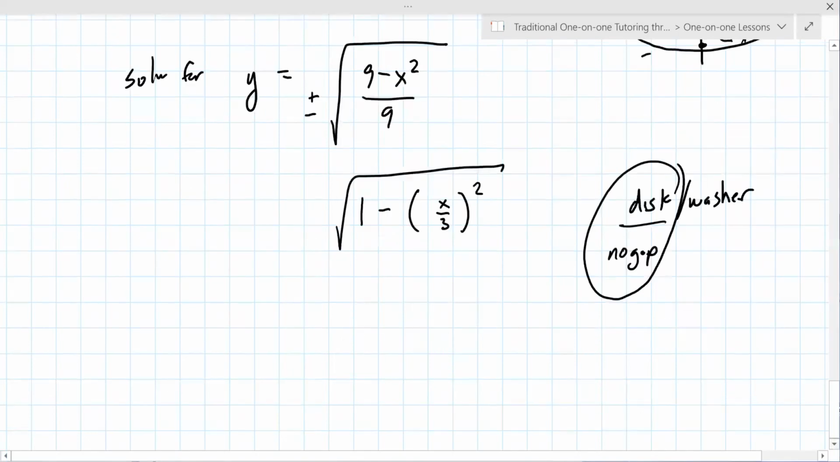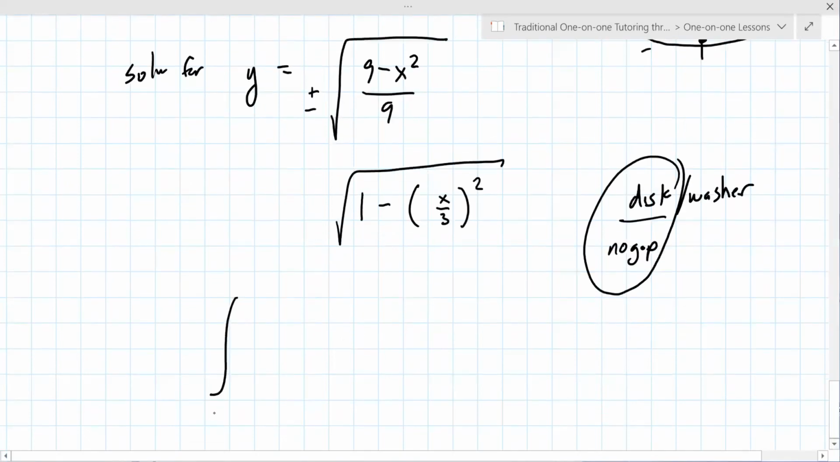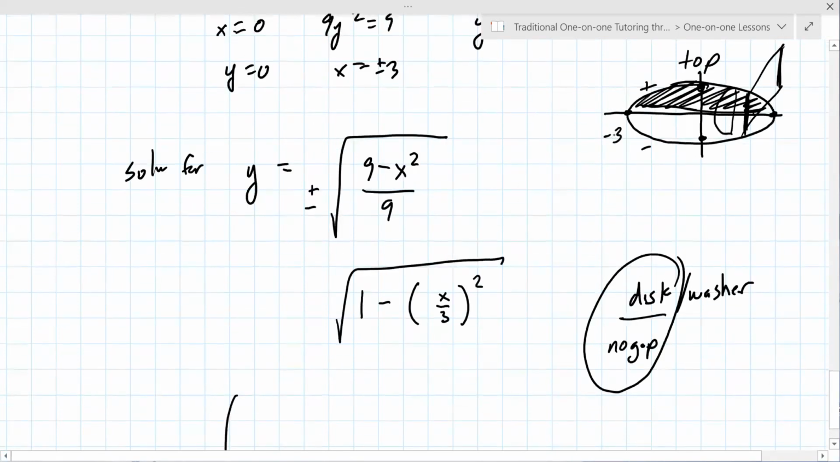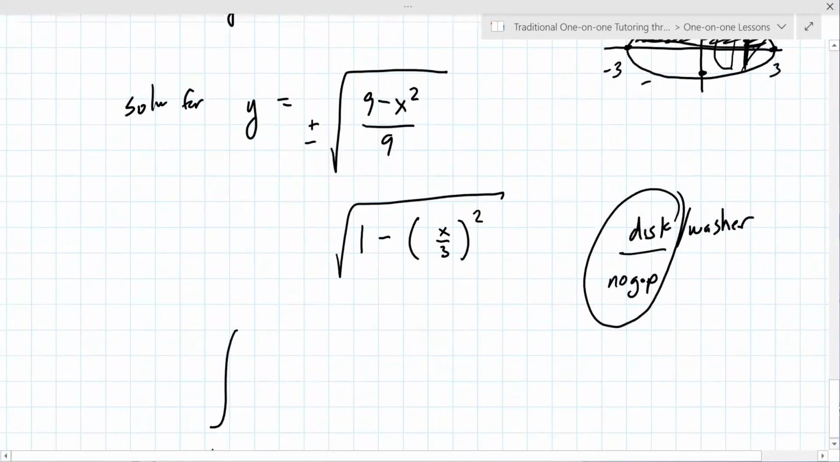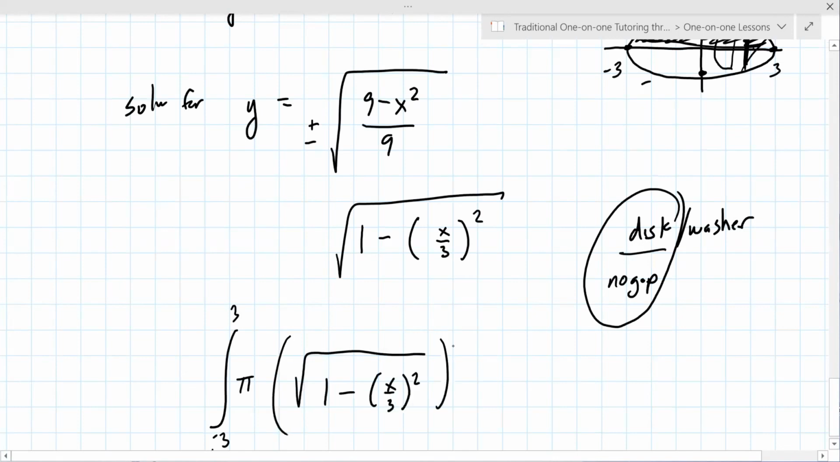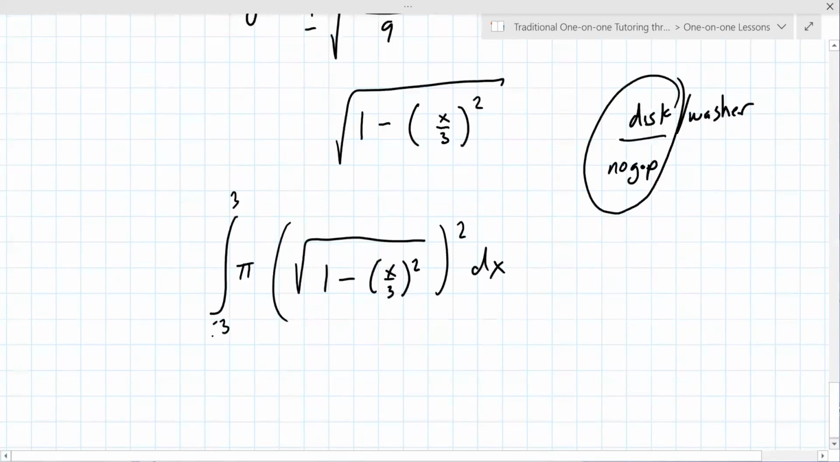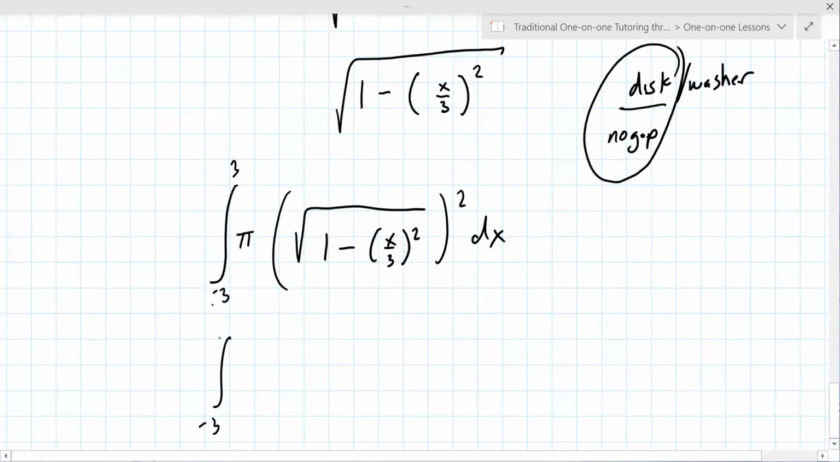So you integrate from something to something. Now your lower bound is the leftmost bound. That's why we needed that point, -3 to 3, pi, and that's your radius squared. Your radius is the height, basically. So it's the square root of this, 1 minus (x over 3) squared dx. So this one actually works out somewhat nicely. -3 to 3, pull the pi out, 1 minus, and I'll actually go back to the x squared over 9 for the purposes of finding the antiderivative.